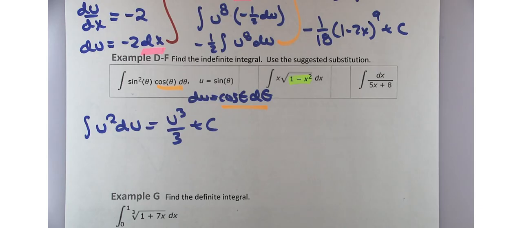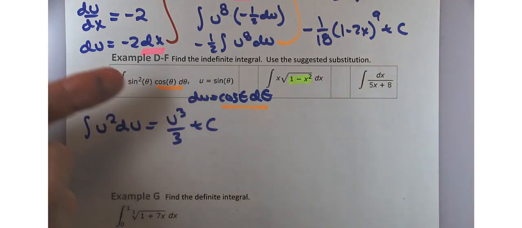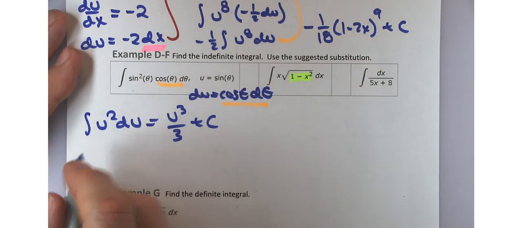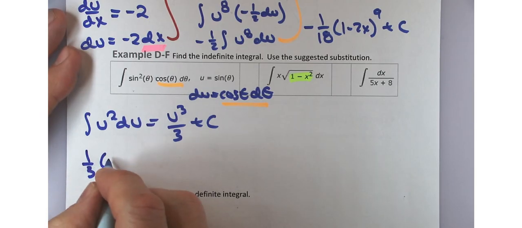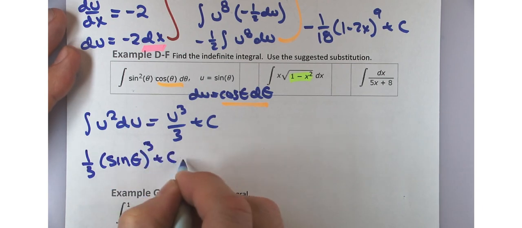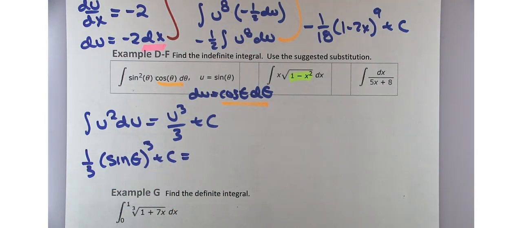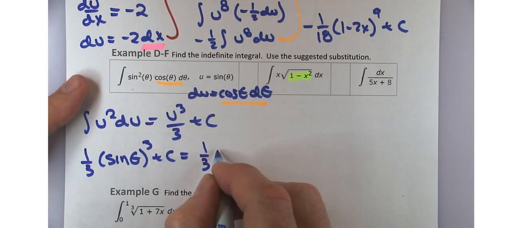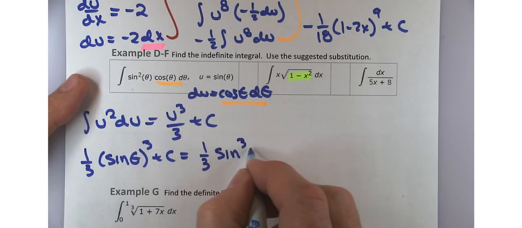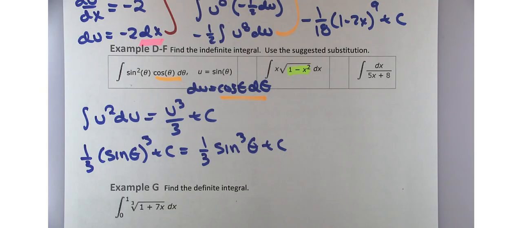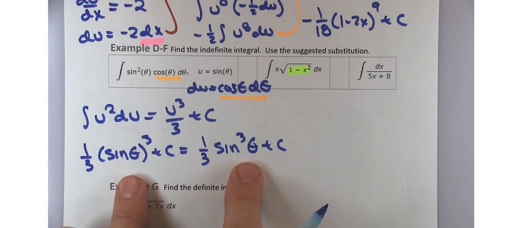But please don't leave it like this. Your original problem was in terms of theta, so you got to go back and rewrite it. I'm going to write that 1/3 out in front. 1/3 sine of theta cubed plus a constant. Now, there's another way you can write that that's a little bit more convenient. It's a little notational convenience we allow ourselves. We'll just write it as sine cubed of theta plus a constant. They both mean the same thing. I'm happy to get it either way from you on an exam. Either way, my inner child will be doing somersaults.